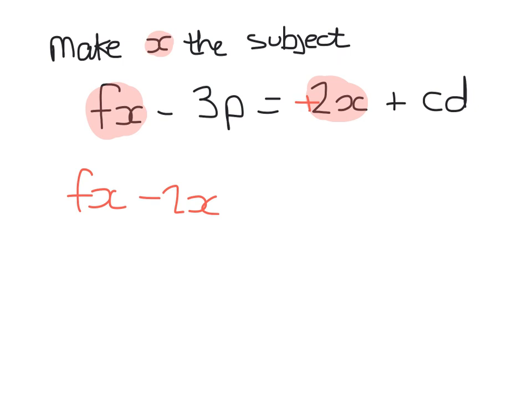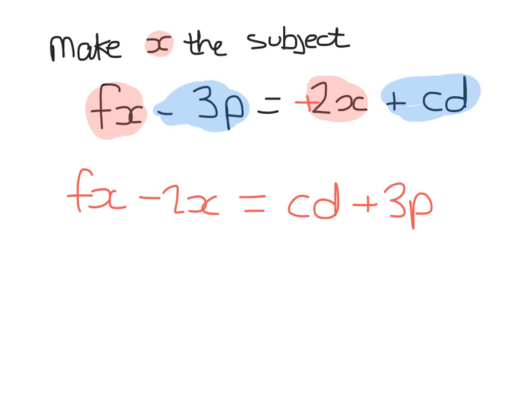Now anything without an x is going to move to the right hand side. So the minus 3p and the plus 2d need to be on the right hand side of the equal sign. So the CD stays where it is, and then the minus 3p crosses the equal sign, so it becomes plus 3p. Now I've got all my x's on the left hand side.